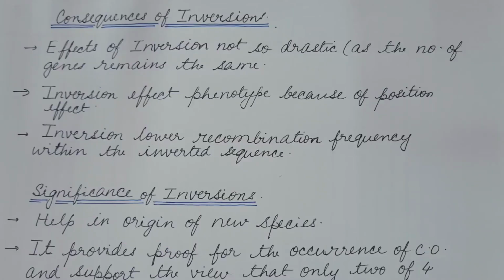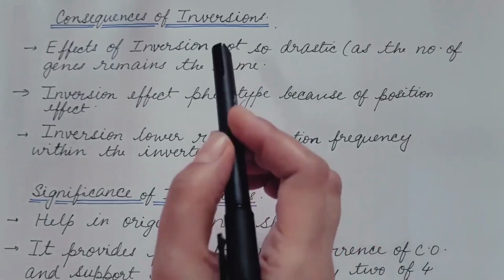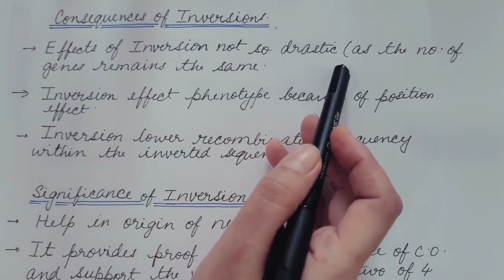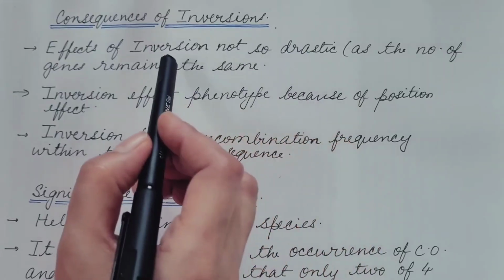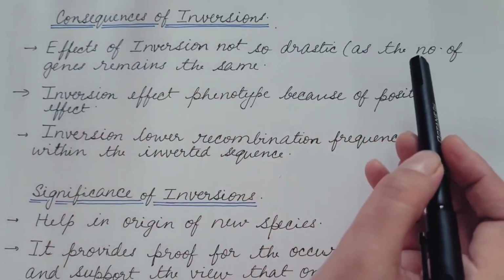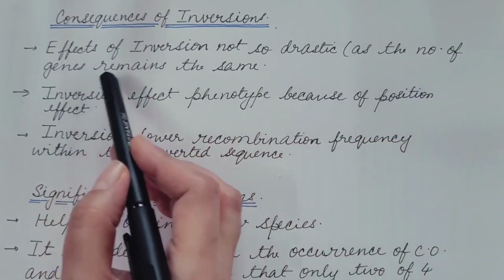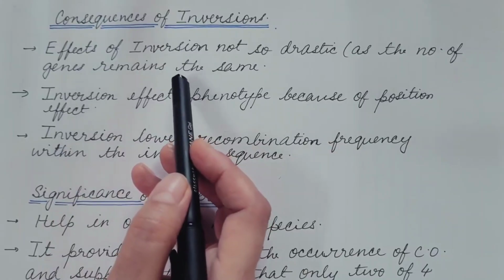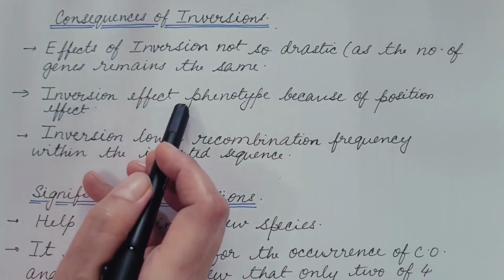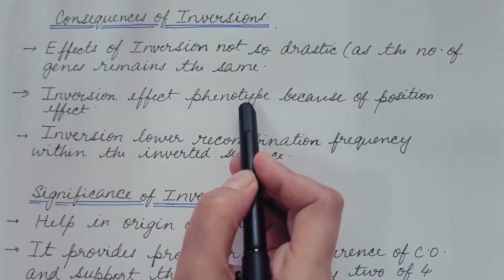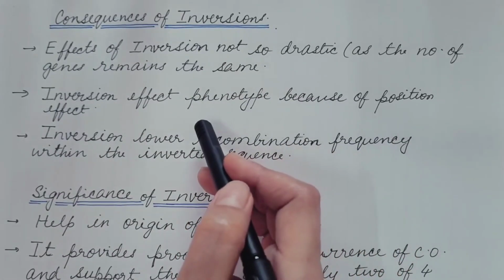Now, what are the consequences of inversion? The effects of inversion are not so drastic as deletion and duplication, because due to the inversion, the number of genes remains the same. Only the sequence changes. Inversion affects phenotype because of position effect.